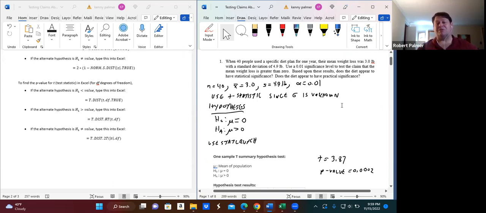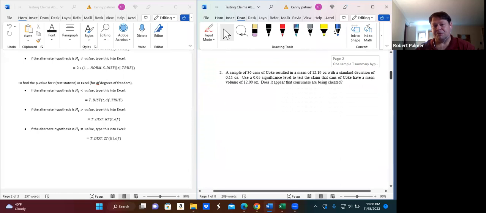In fact, it's possible someone's weight might fluctuate by that much, a couple pounds in a day, depending on what they've done or what they've eaten in that day. So although it has statistical significance, we were able to reject the null hypothesis, it probably doesn't have practical significance, like say 3 pounds is not really a great weight loss for an entire year. Okay, let's go back to this one.